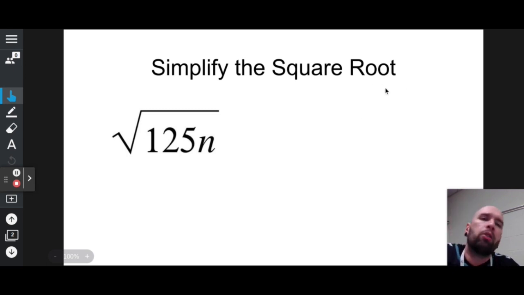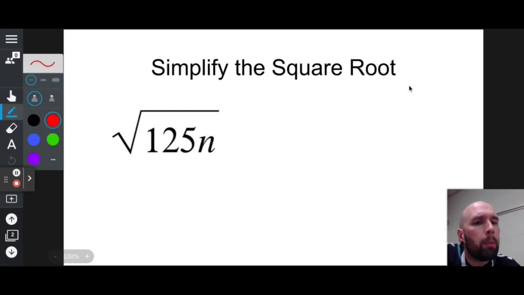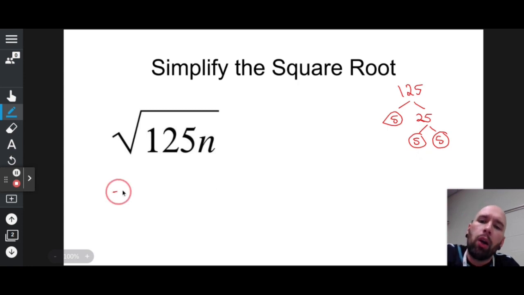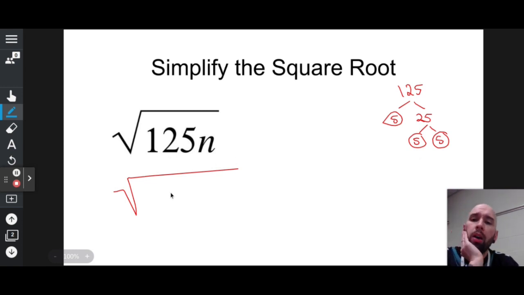Now, if you don't remember how to do the prime factorization, go over here. Let's get a pen going first. Go over here, make yourselves a little factor tree if you need to. 125 is 5 times 25. 5 is prime, circle it. 25 is 5 and 5, circle, circle. Rewrite this out and write out the prime factorization of 125n. 125 is 5 times 5 times 5, and then a single n is n.